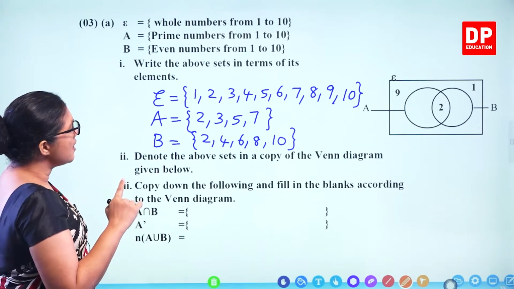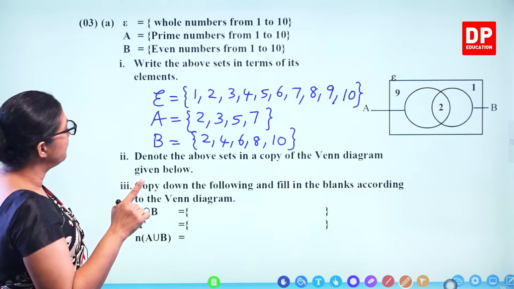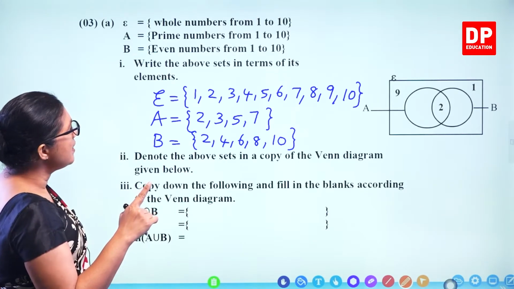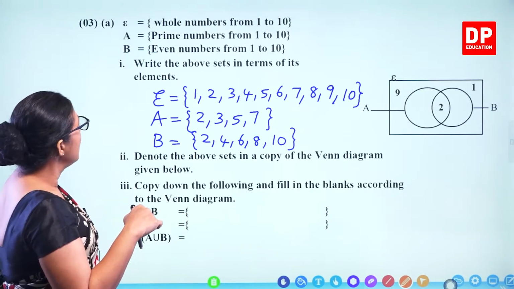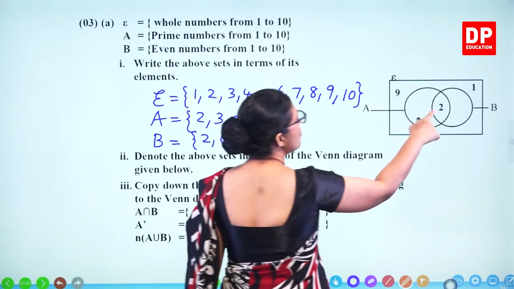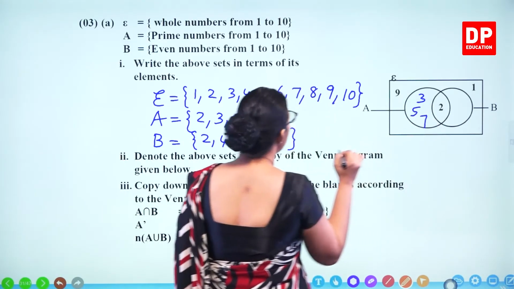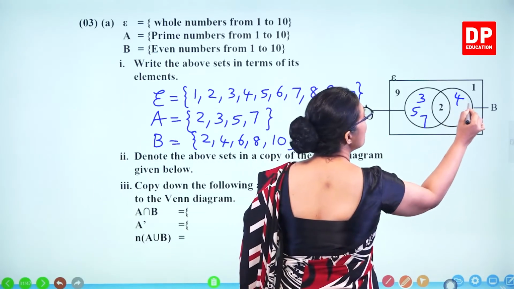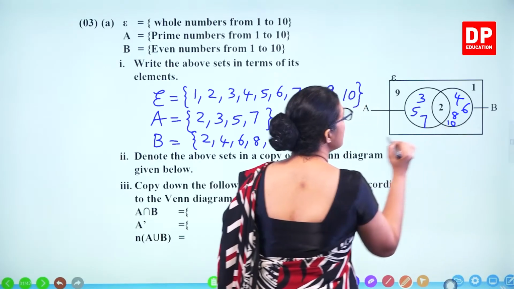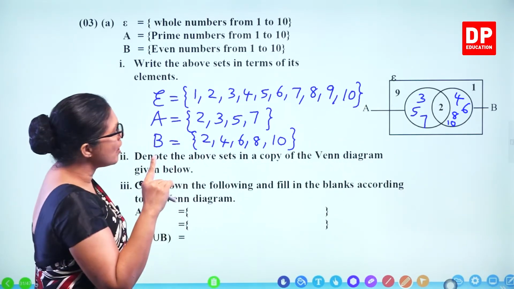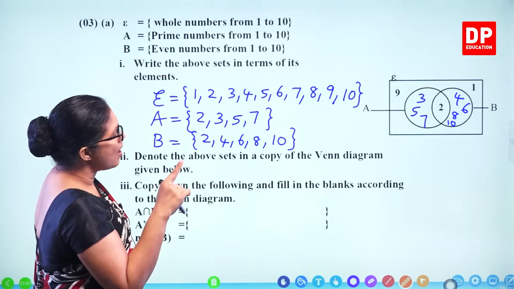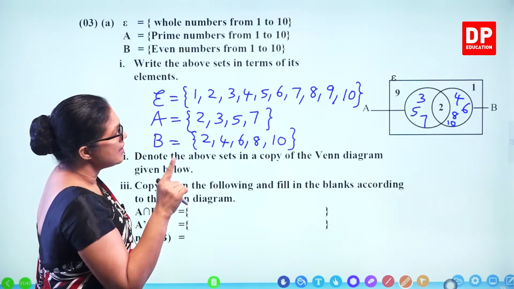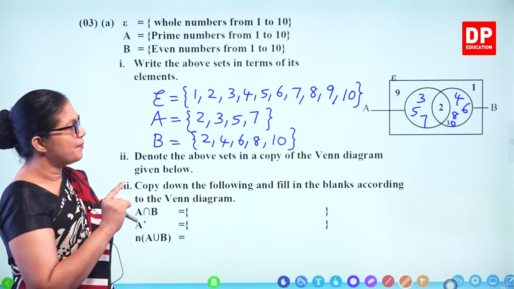Denote the above sets in a copy of the Venn diagram given below. So we'll mark it 2 is common. And in A, 2, 3, 5, 7. 2 is there, 3, 5, 7 here. In B, 2 is there, 4, 6, 8, 10. And then outside, check whether these numbers are okay. 1, 2, 3, 4, 5, 6, 7, 8, 9, 10. Now all 10 numbers are there.